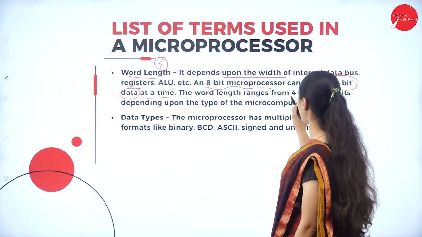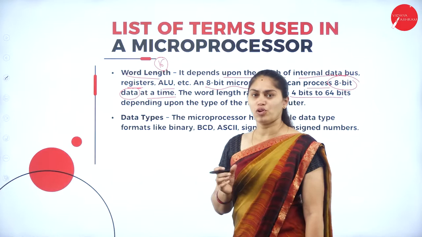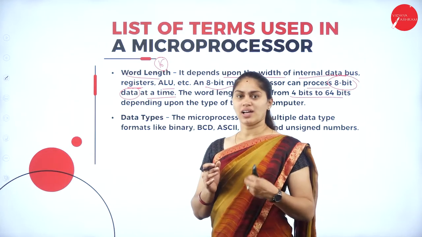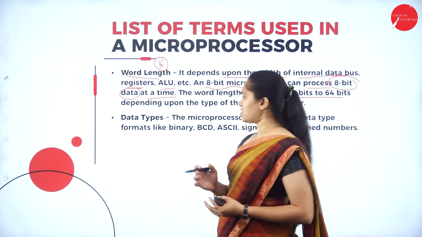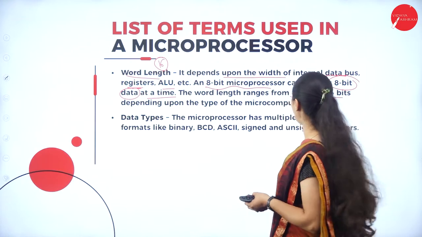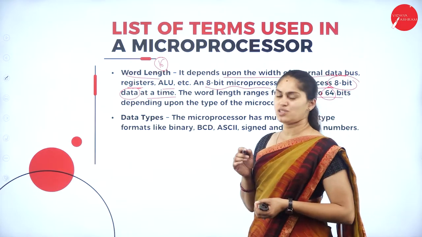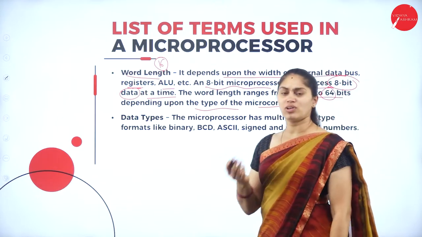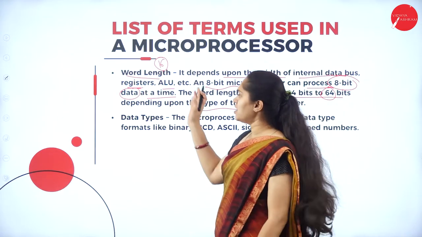It also ranges from 4 bits to 64 bits. If it is a 4-bit microprocessor, then it is capable of processing 4 bits of data at a time. If it is 64, then 64 bits of data at a time. That mainly depends on the type of microcomputer, and it is based on the word length.